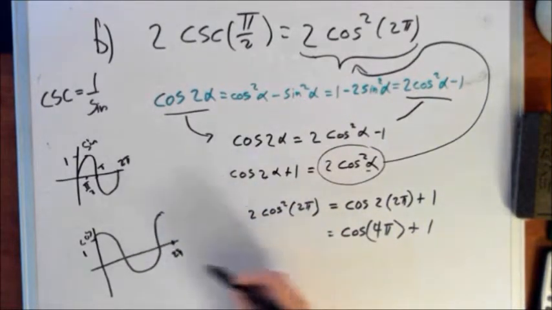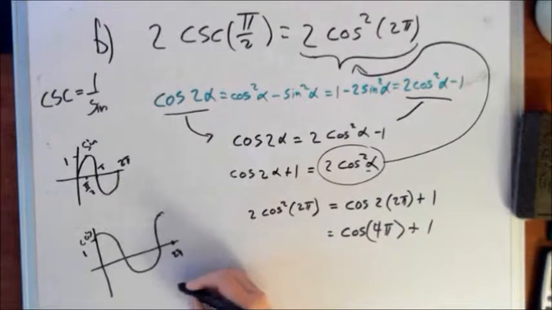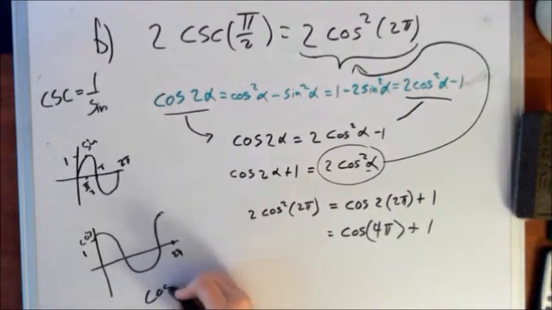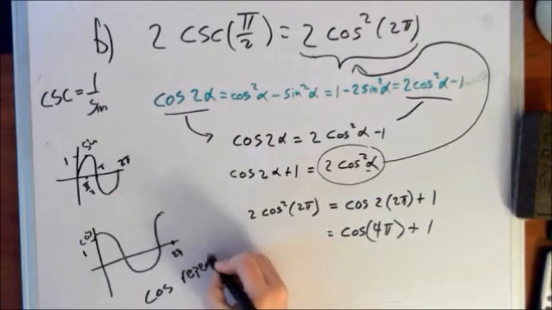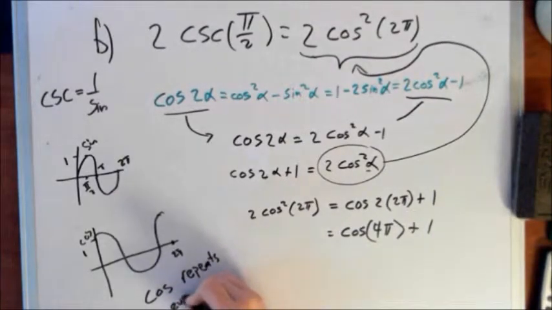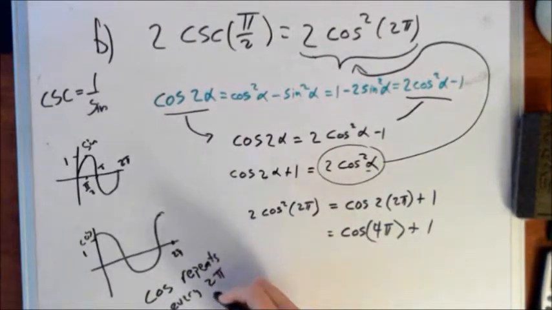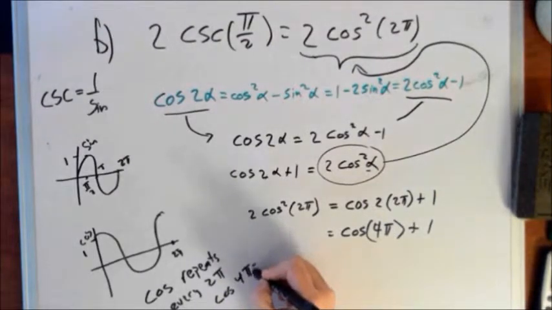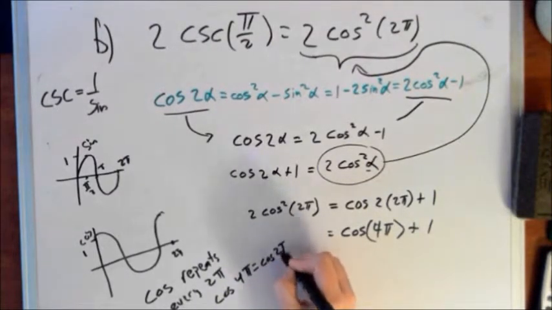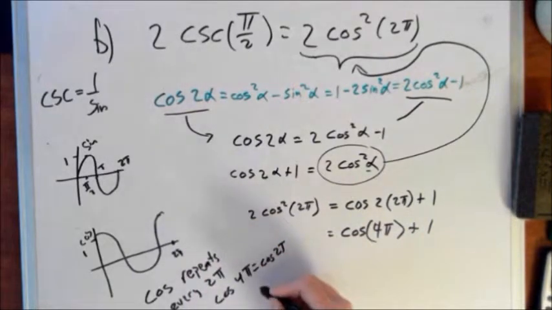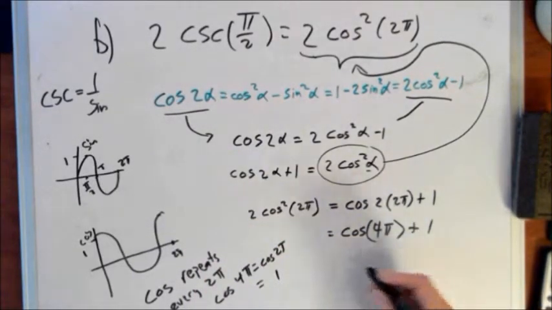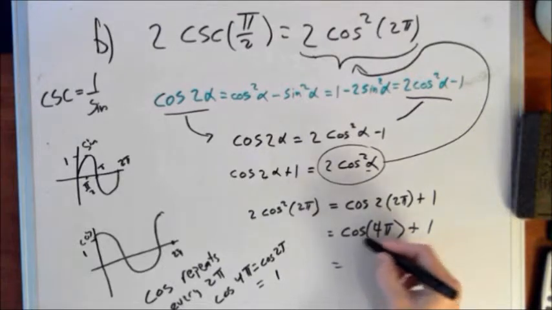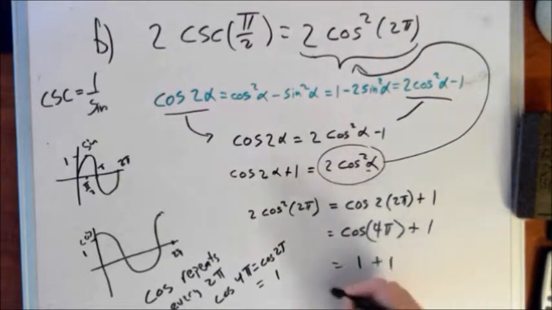So cosine of 4 pi, and I'll just write this, since cosine repeats every 2 pi, so we know that cosine of 4 pi is equal to the cosine of 2 pi, and we know the cosine of 2 pi is equal to 1. So this whole function, the cosine of 4 pi is equal to 1 plus 1 is equal to 2.